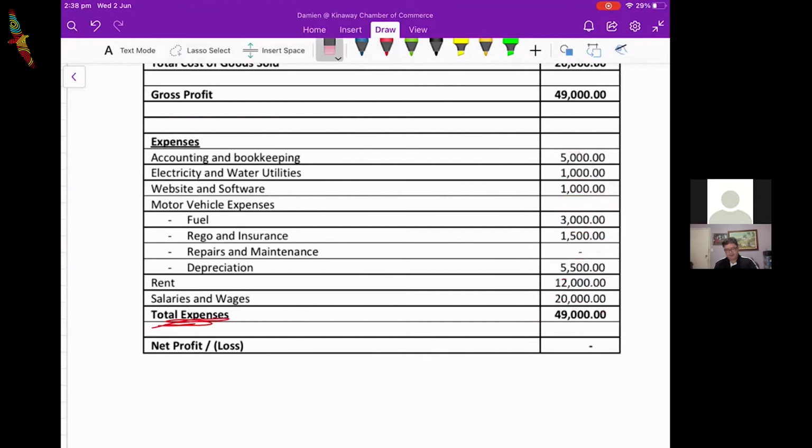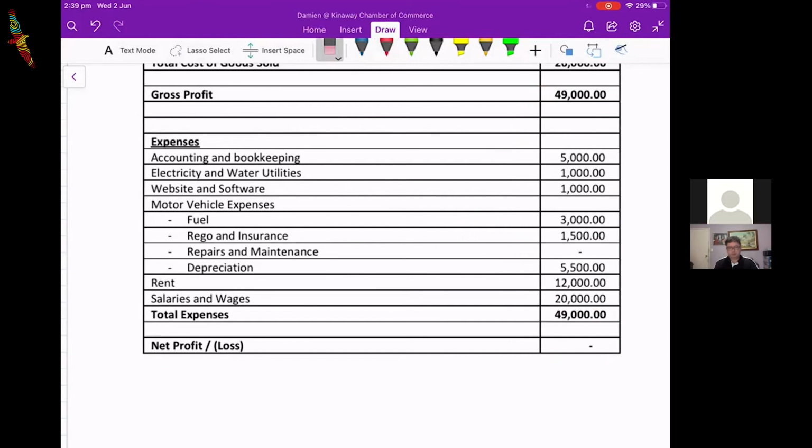We've looked at all our expenses there. So we're looking at what our net profit is, or net loss. And we've actually got zero, or nil. So that tells me it's broke even. How do I know this? Well, I have a gross profit of $49,000. I have total expenses of $49,000. So $49,000 minus expenses of $49,000 gives zero, or a break even, or net profit or loss of zero. So the ABC company broke even, or made a zero profit or loss for the financial year 2021.